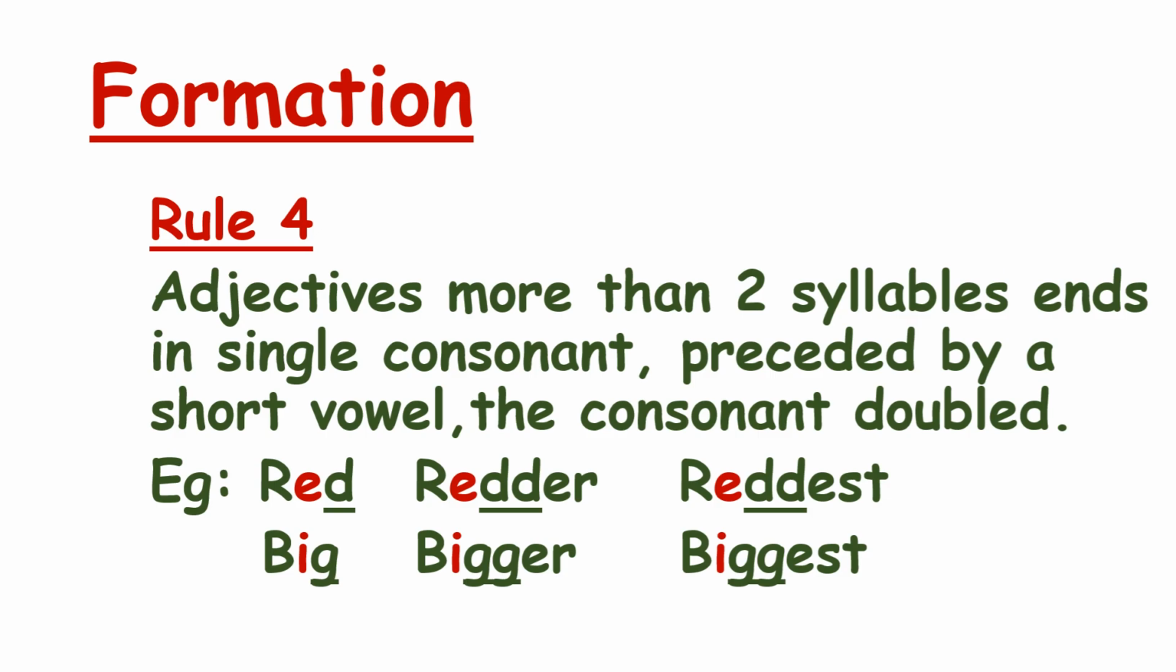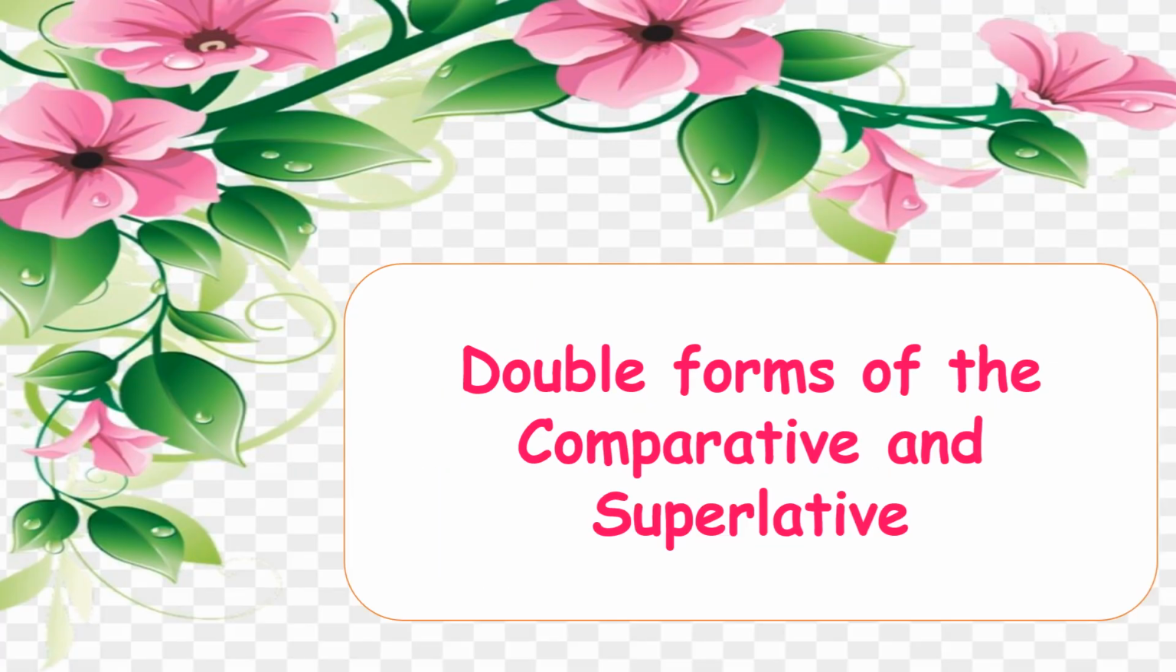Then rule number four talks about adjectives ending in one consonant preceded by a short vowel, where the consonant is doubled. In the examples you can see red, redder, reddest, big, bigger, biggest. Here the consonant d in the first example and g in the second one is doubled.